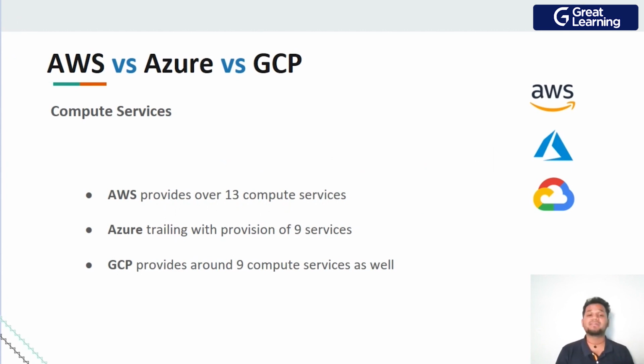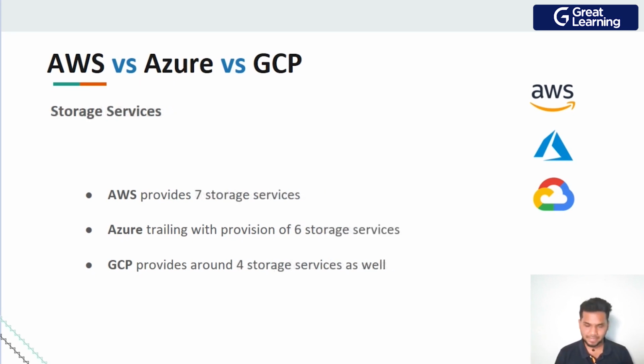AWS is providing somewhere around 13 compute services, Azure is providing 9 compute services, while GCP is also providing 9 compute services. So in terms of just the number of compute services being provided, I think AWS has the upper hand because they are providing more services, which means that they have more capability and they can cater to a wider audience base, right?